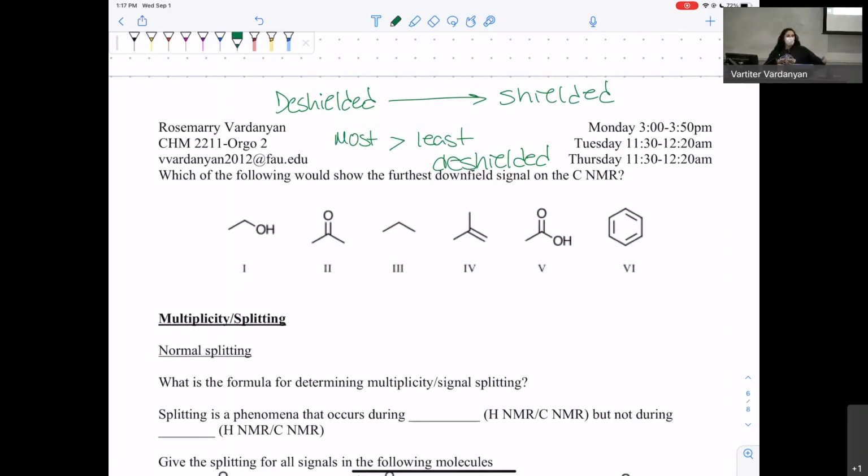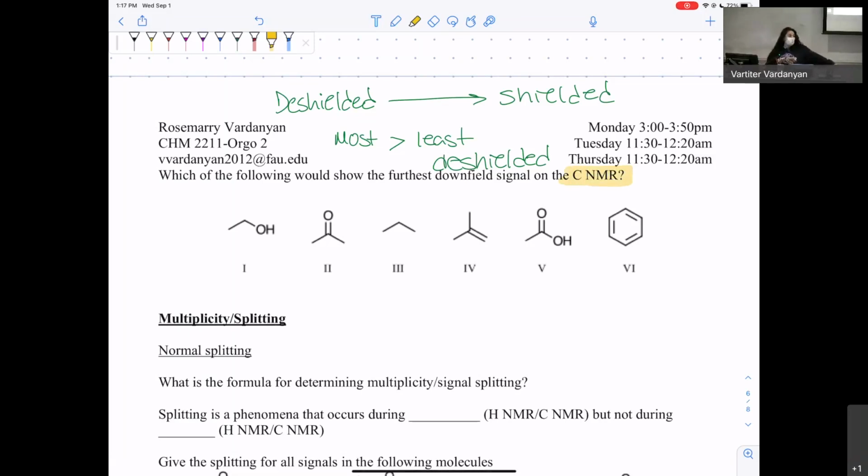Okay, I love all of your logic. Someone said de-shielded, so what are you thinking? Anthony? Okay. So I am trying to trick you guys. This is a trick question. Kind of. Not really, but kind of.